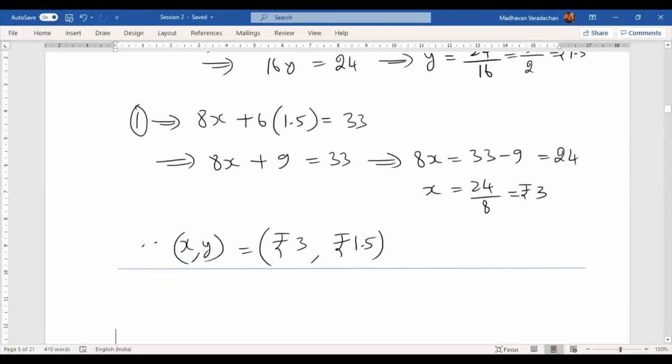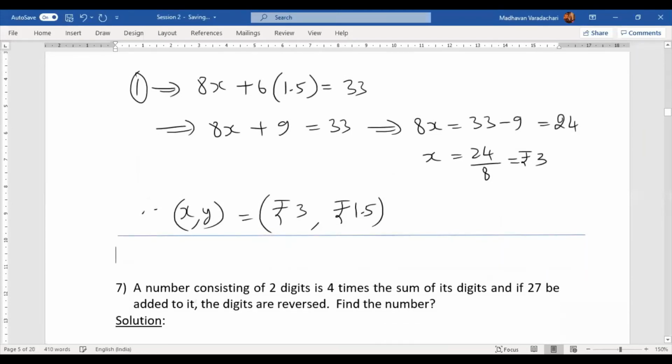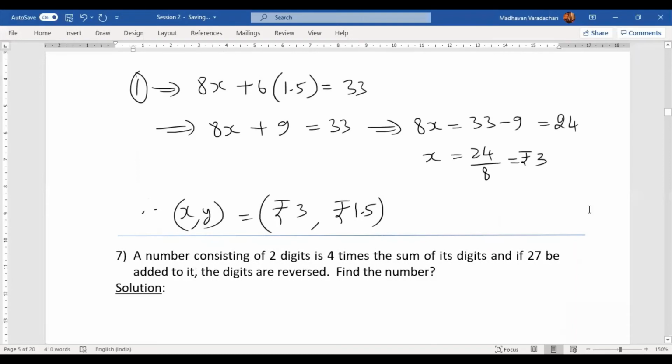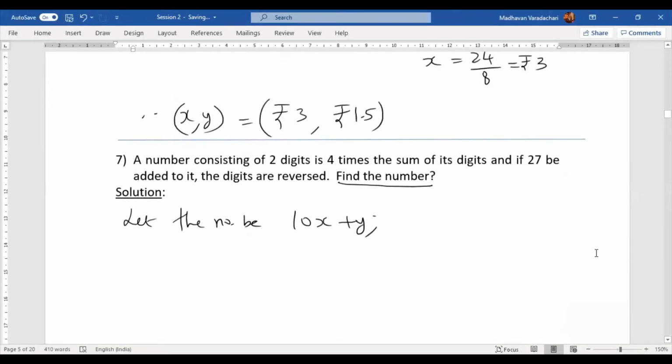Let us move on to the next question. Again, a number consisting of 2 digits means it is a 2-digit number. So first of all, we are supposed to find the number also. So I can write, let the number be 10x plus y. What is written? The number consisting of 2 digits is 4 times the sum of its digits.